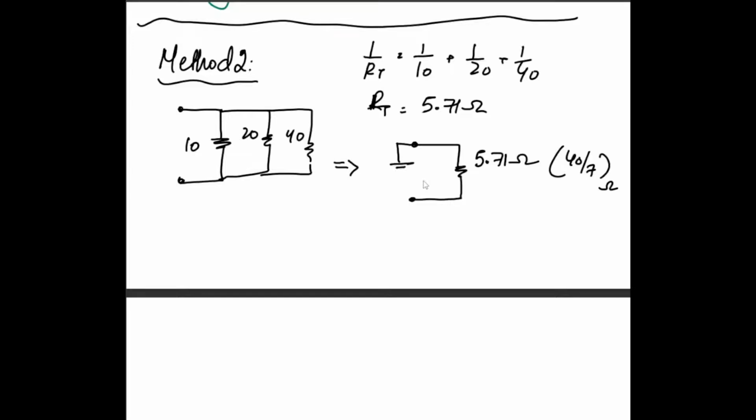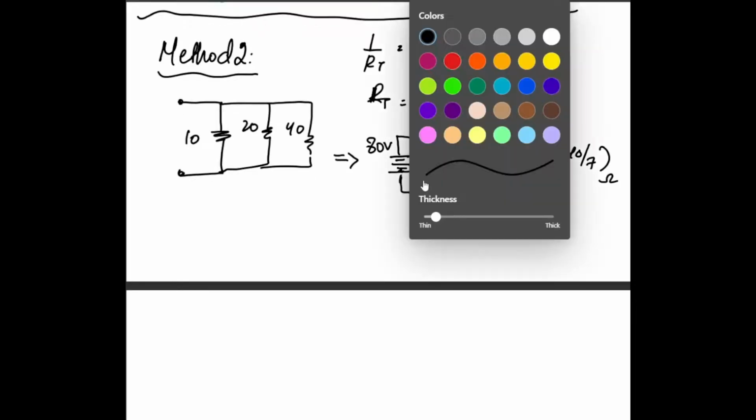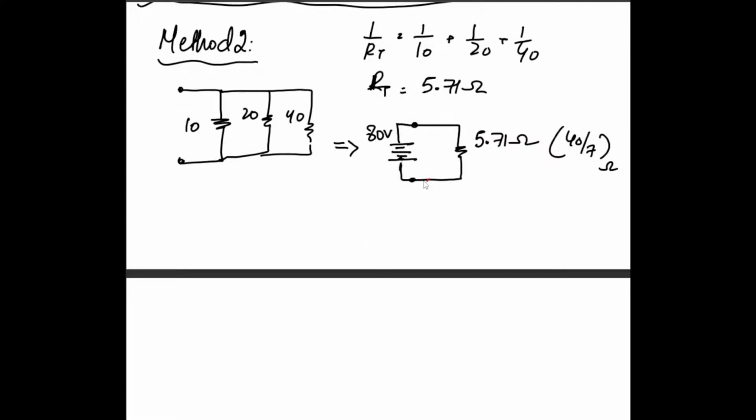So my battery is still 80 volts. Let's find the current being generated by the battery. The current by the battery should be found using V equals IR. 80 volts are available to me, current is what I want to find, and the resistance is 5.71. I would advise you that if you can use the fraction directly, that is 40 divided by 7, take the 7 over there as a multiple and then divide by 40, and that would give you the answer directly.